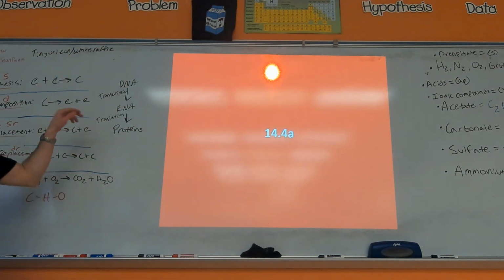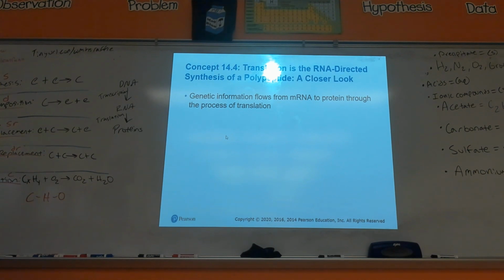So, all right, we talked about in 14.3 how you modify that RNA transcript before you then do translation. So what we're doing in 14.4, translation, is a process where you take the RNA and translate it into the language of proteins. So let's go over that idea. It says RNA-directed synthesis of a polypeptide.